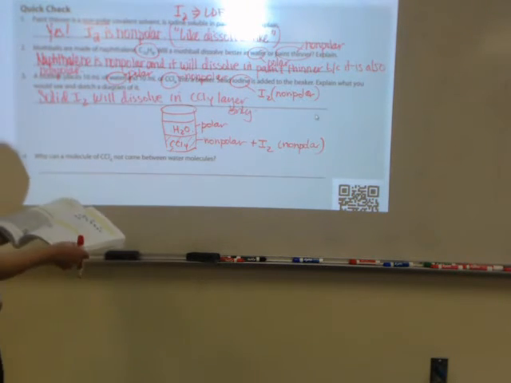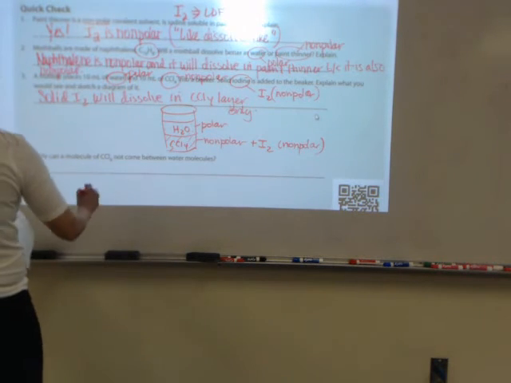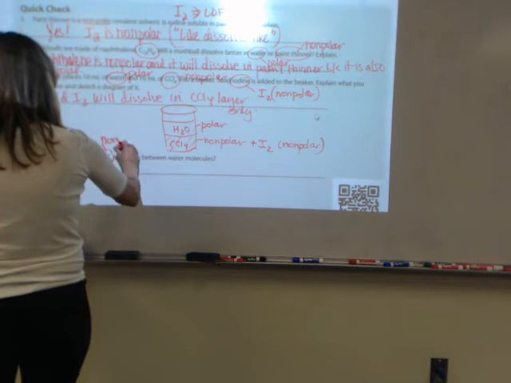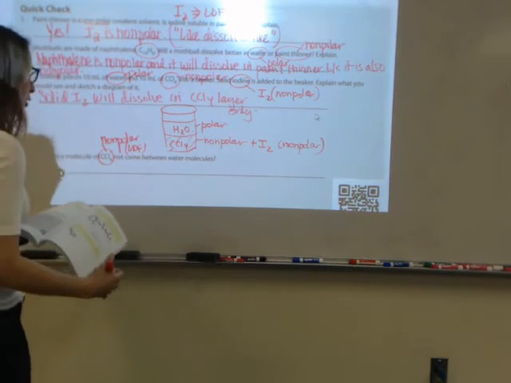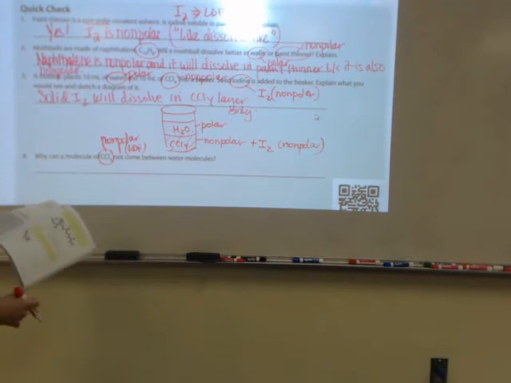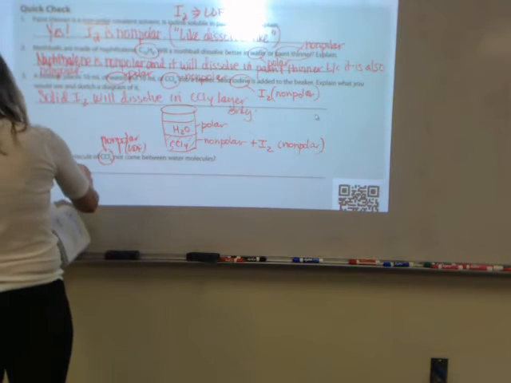Number 4, why can a molecule of carbon tetrachloride not come between water molecules? Well, carbon tetrachloride is nonpolar. It only has London dispersion forces, so since it doesn't have similar intermolecular force strength, it cannot overcome the hydrogen bonds in water.